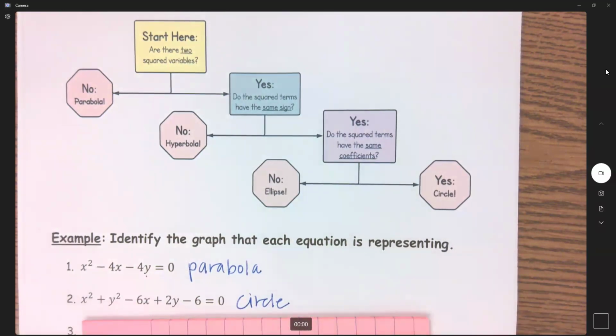So pause the video and see if you can answer 3 through 7.